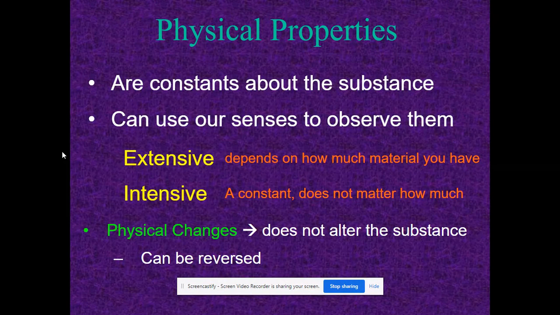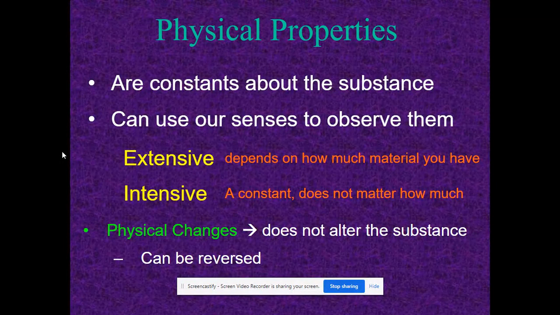Physical changes we'll go over shortly, but these are changes that do not alter the substance. These are things that can be reversed. Let's say you take a piece of paper and you crumble it up, or you make Kool-Aid. A lot of people think making Kool-Aid is a chemical change. Making Kool-Aid is a physical change. You can actually get the Kool-Aid and the sugar back, either by a slow process called evaporation of the water, or a quicker process of distillation of the water.